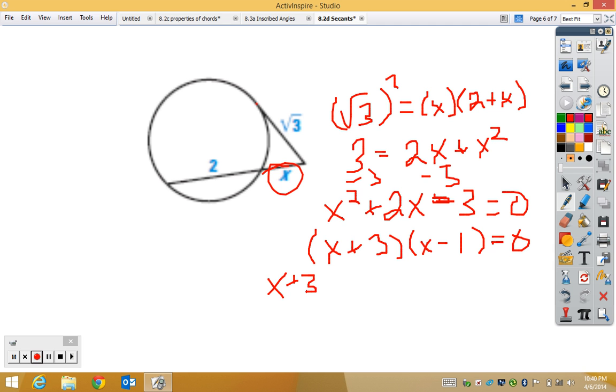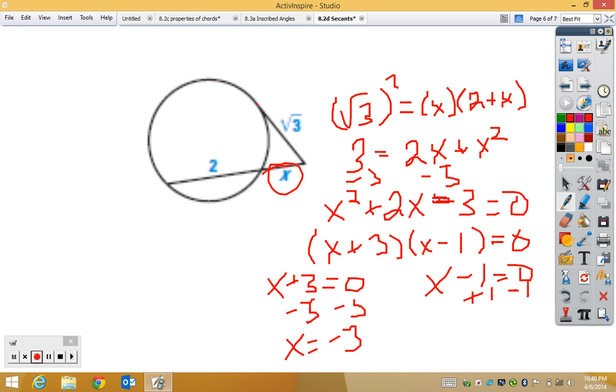X plus 3 equals 0. X minus 1 equals 0. So this one we subtract 3 on both sides. We get x equals negative 3. Add 1 over here on both sides, and we get x equals 1. And since we can't have a negative length, we don't worry about that one, and our answer is x equals 1.